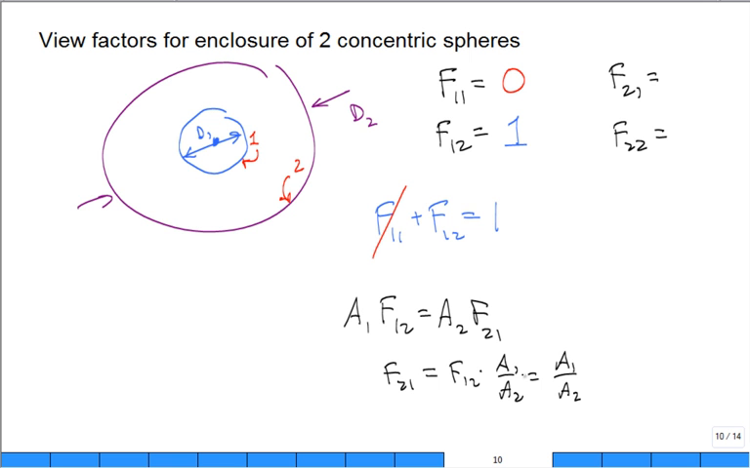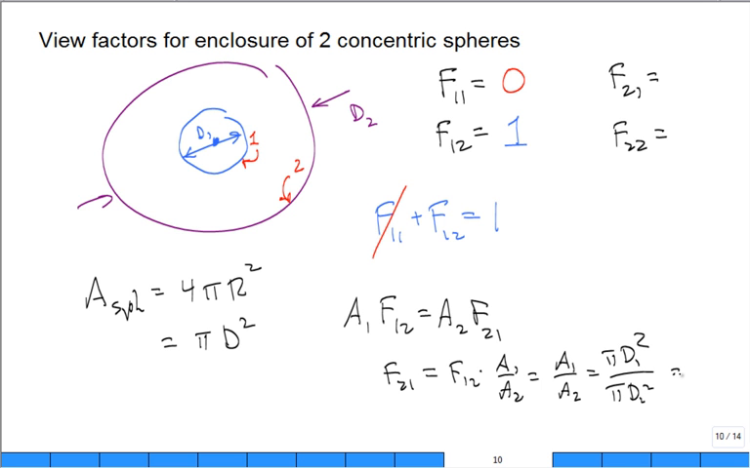What is the area of a sphere? 4 pi r squared or pi d squared. Pi d squared, yes. And so you could even put here pi d1 squared over pi d2 squared, or d1 divided by d2 quantity squared for the view factor 2 to 1. Or leave it in areas, whatever.